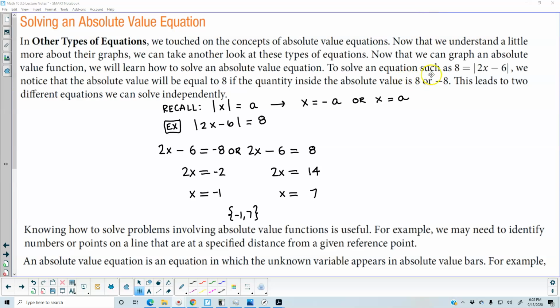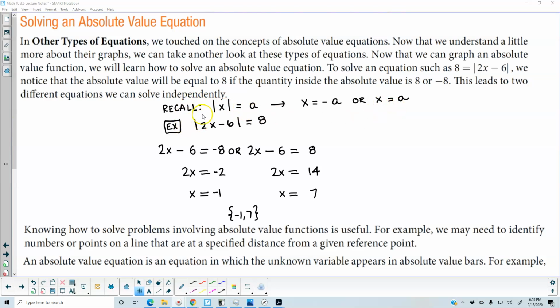To solve an equation such as 8 equals the absolute value of 2x minus 6, we notice that the absolute value will be equal to 8 if the quantity inside the absolute value is positive 8 or negative 8. This leads to two different equations we can solve independently. Now recall that we had a definition that the absolute value of x equals a, where x is the expression, tells us that x is equal to negative a or x is equal to positive a.